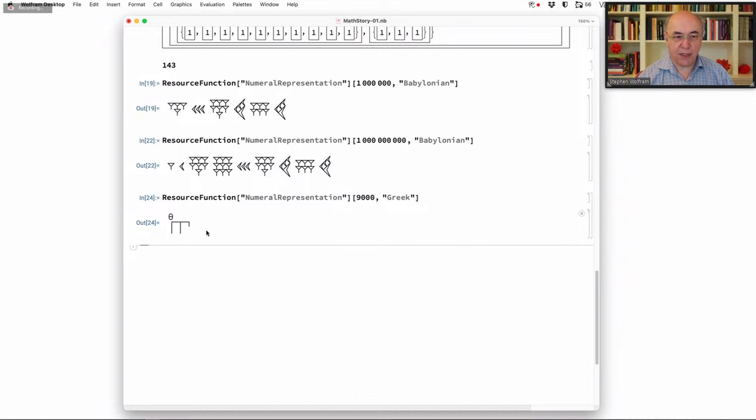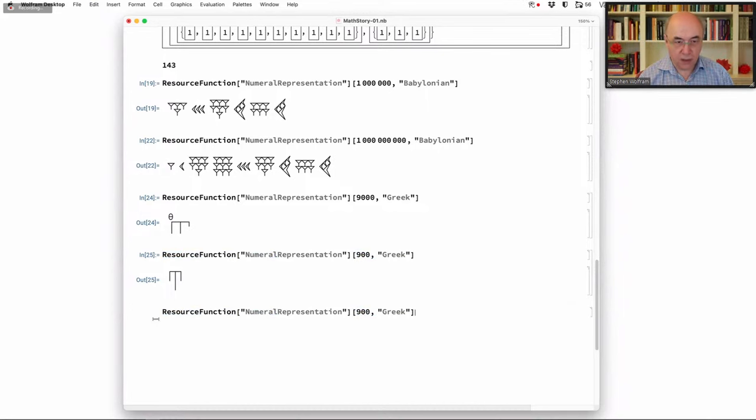Okay, I think what has happened here is that to represent, let's look at what happens at 900. Okay, that's the symbol for 900. I'll tell you what, let's go look at all the numbers where we go up in hundreds. So let's just go 100 there. It goes from 100 to 1,000 in steps of 100.